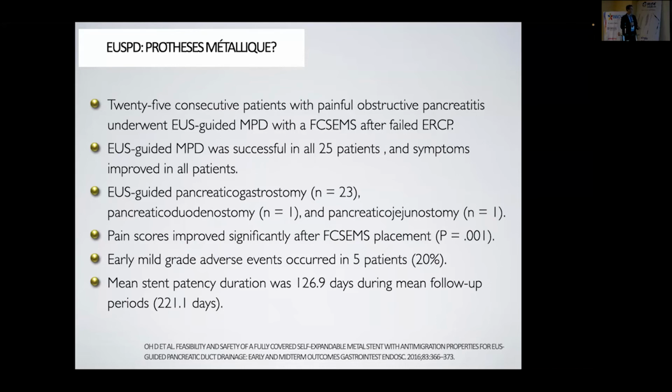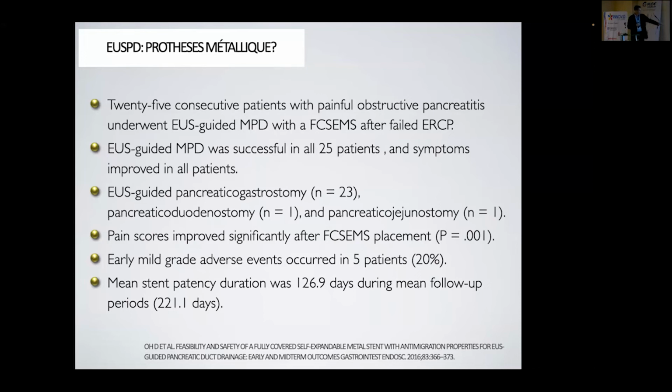They included 25 patients with painful obstructive pancreatitis who underwent a US-guided main pancreatic duct with a fully covered SEMS after failed ERCP. It was successful in all patients, and the advantage of the metal stent is that it's easier than the plastic stent to pass the stenosis. And if you cannot pass the stenosis, you can remove the stent and dilate again. With the plastic stent, you cannot. So it's a good thing to maybe place this metal stent.